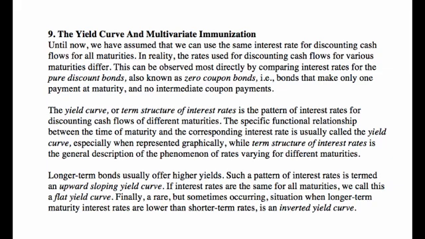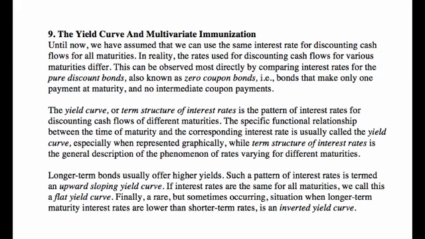The yield curve, or term structure of interest rates, is that pattern of interest rates for different maturities, for discounting cash flows of different maturities. Now, the specific functional relationship between the time of maturity and the corresponding interest rate is usually called the yield curve. So it's a function that tells you what the interest rate is depending on maturity, while term structure of interest rates is the general description of the phenomenon of rates varying for different maturities. But you may hear both expressions roughly meaning the same thing.